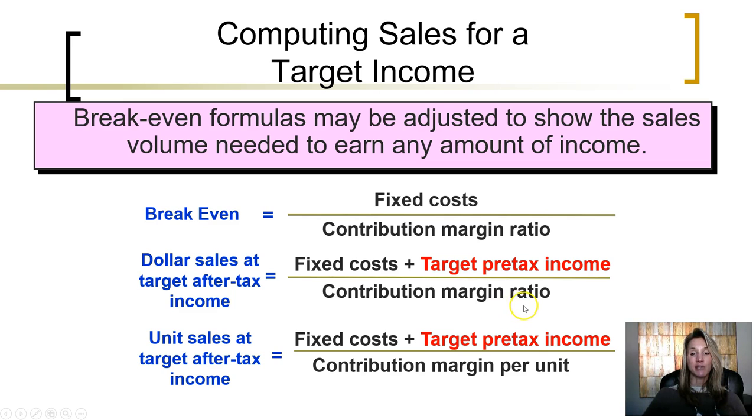Essentially what we're saying is the contribution margin needs to not only cover the company's fixed costs, but also a target pre-tax income as well. We can do the same thing to get the unit sales, or how many units need to be sold to earn a targeted after-tax income, by taking the amount of fixed costs, adding back the target pre-tax income to it, and dividing by the contribution margin per unit.